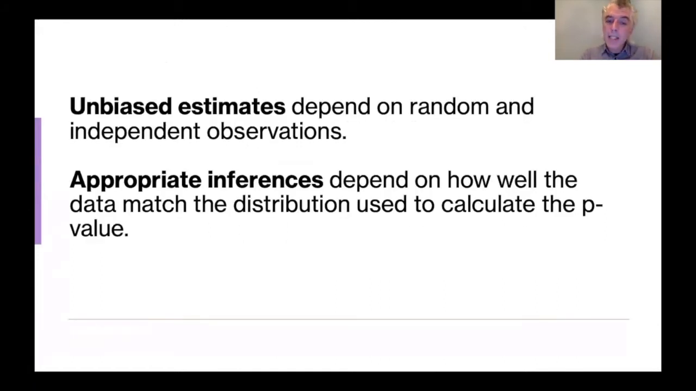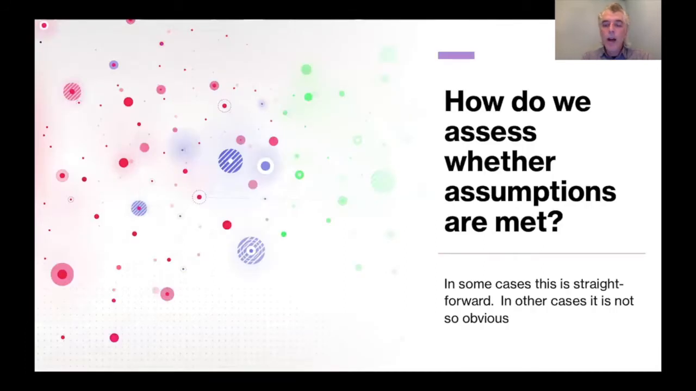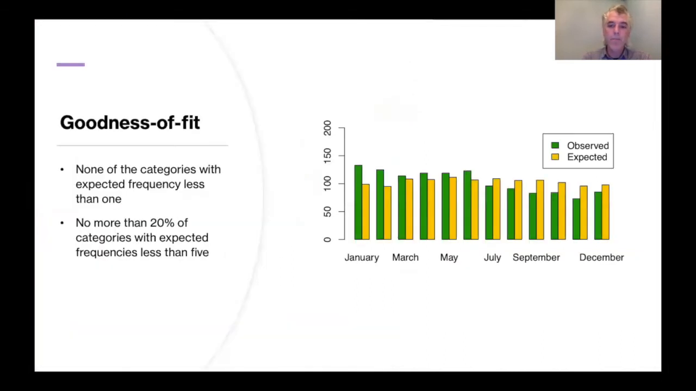So unbiased estimates then depend on random and independent observations, while appropriate inferences depend on how well our data match the distribution that we're using to calculate our p-values. So how do we assess then whether or not the assumptions of our statistical test are being met? Well, in some cases, this is really straightforward, but in other cases, it's not so obvious. And those are some of the things that we'll spend most of our time talking about today.